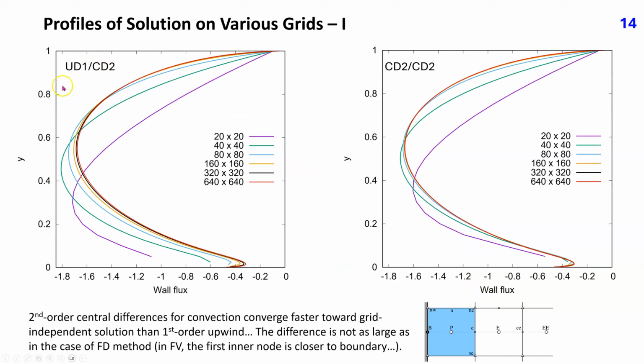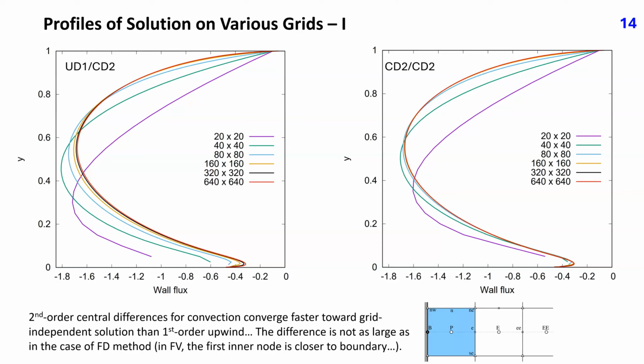The plot on the left shows the computed variation of the local diffusion flux when the first order upwind scheme is used for convection and the second-order central differences scheme for diffusion flux approximation. The plot on the right shows the same information when the second-order central differences, that is linear interpolation, are used for both convection and diffusion flux approximation. Computations are performed on 6 uniform grids, the grid spacing being halved with each refinement.